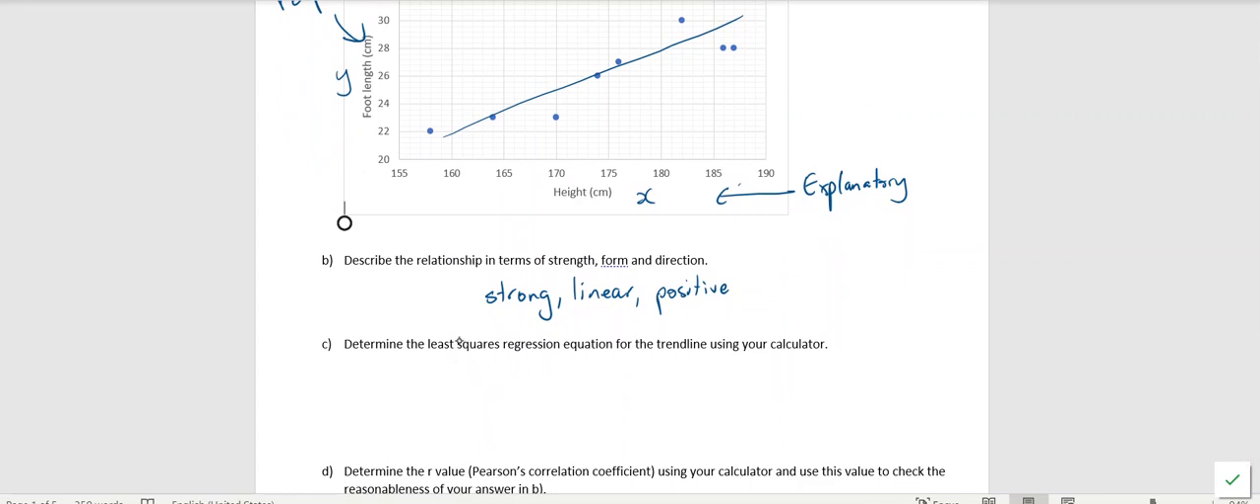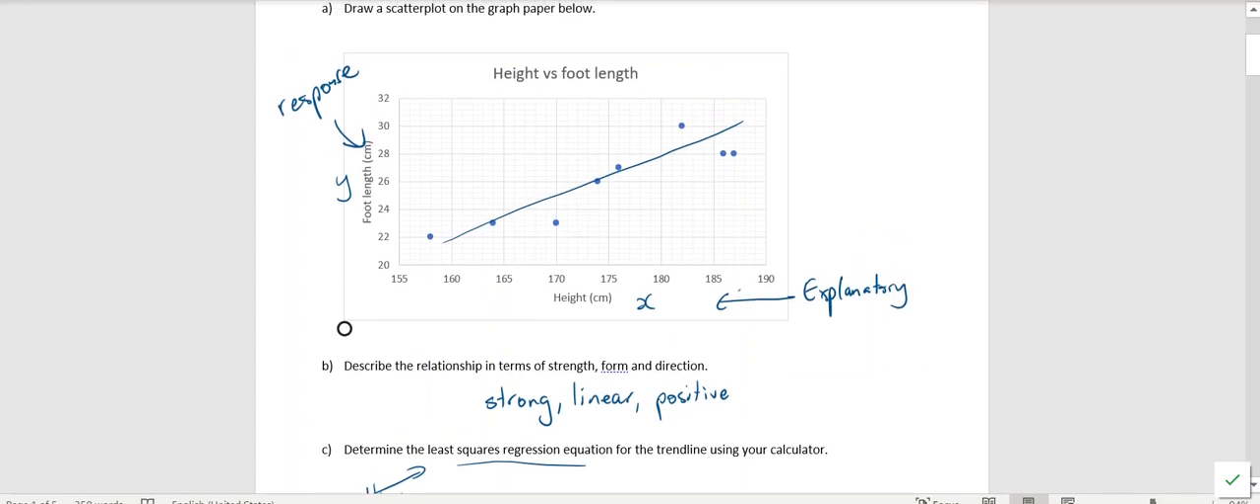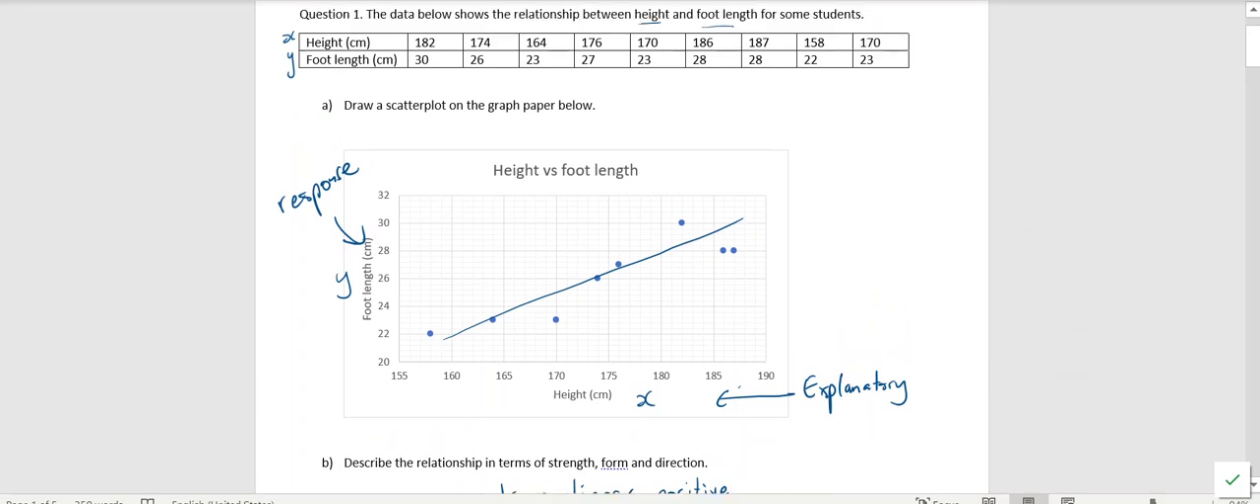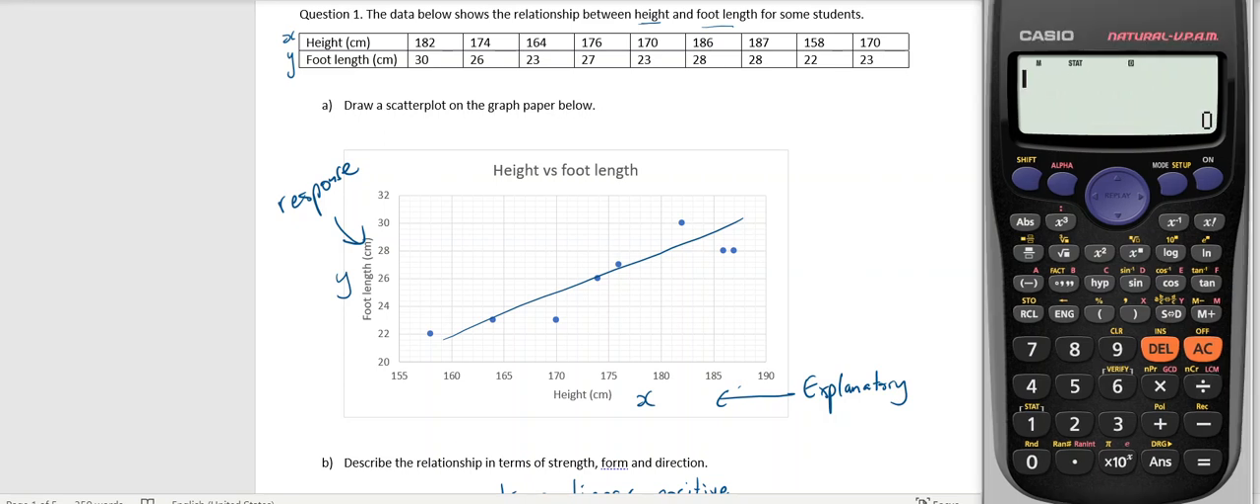So now we move to determine the least squares regression equation, or it's sometimes just called the linear trend line, for that data using your calculator. On Excel it's pretty easy. You just click on the trend line and say display the equation on the chart, and you can put your R² value in as well. But in an exam situation you don't have access to Excel, so we get out our calculator and enter it in stat mode.